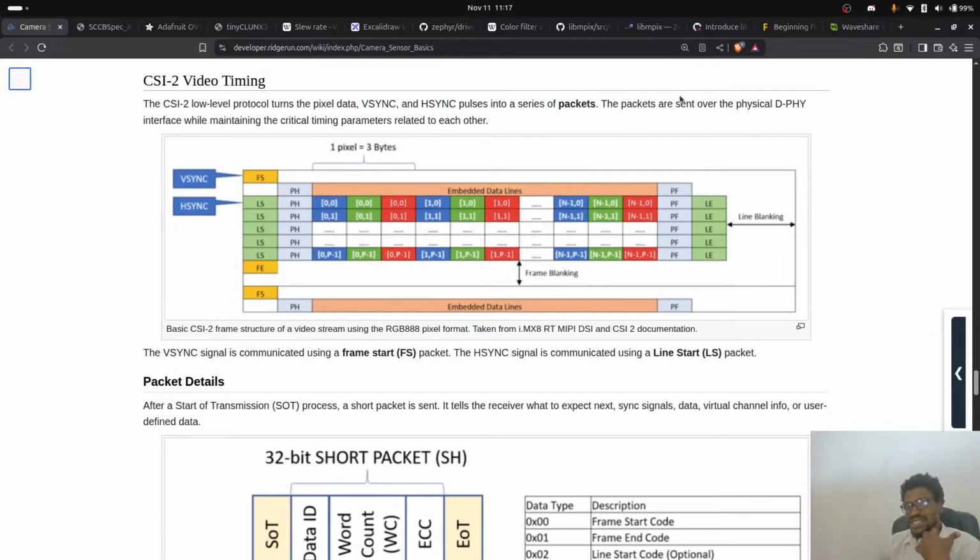And the packets are sent over the physical D-PHY interface while maintaining the critical timing parameters related to each other. So what is this saying? When you get to the pixel clock, the master clock, that is this layer. It's just in the image sensor, okay?